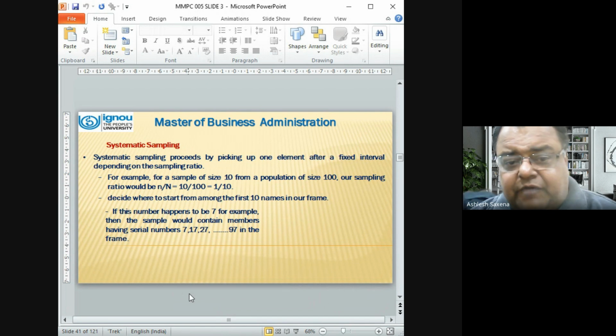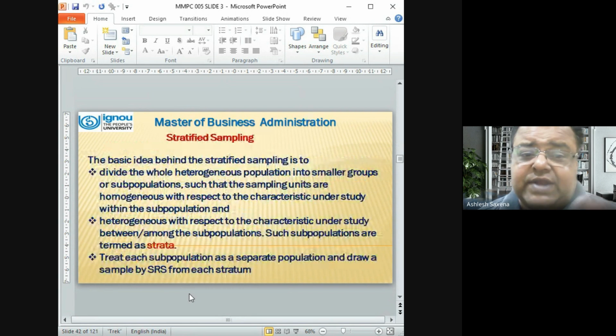Now, take a population of 100 numbers from 1 to 100. The sample size was 10 and the population was 100. That means your sampling ratio will be 10 by 100, that is 1 by 10. That means you will be picking every 10th number from the given population. Suppose you started from 7. The first will be 7, then 17, then 27, and the last one will be 97. This is systematic sampling.